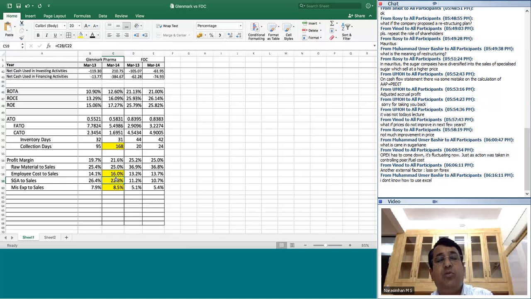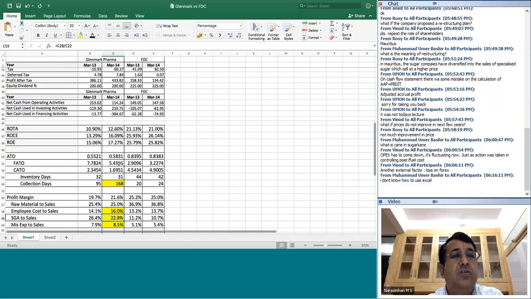Why are they spending so much on selling and general administrative expenses? We can collect more data because companies generally give more data in their profit and loss account. So we can go line by line item to find out which component of selling and distribution expenses, administrative expenses are higher for this company.